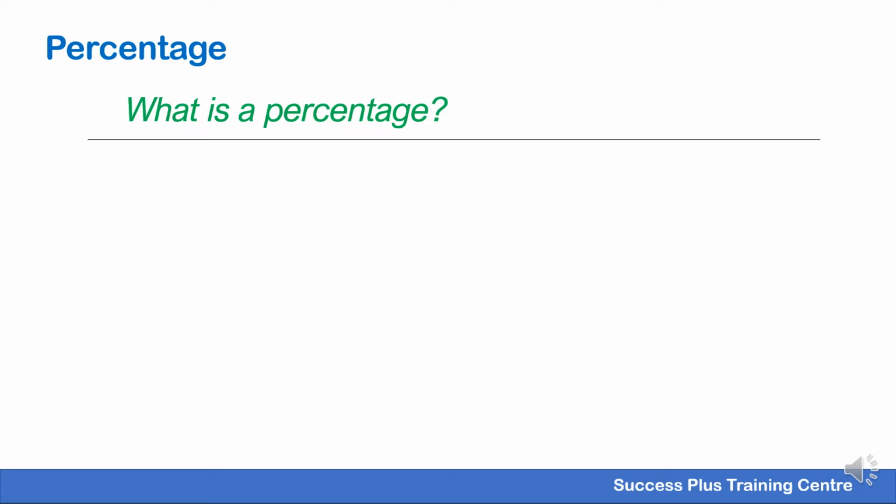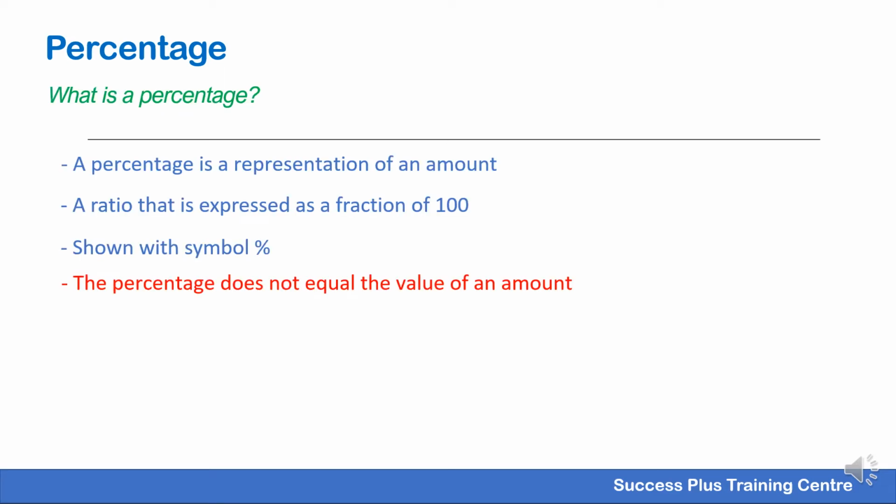Before we start, let us recap what a percentage is. You can also visit the percentage tutorial video listed below. A percentage is a representation of an amount. It's a ratio that is expressed as a fraction of 100. The percentage is shown usually with the percentage symbol. What you should know is that the percentage does not equal the value of an amount. This is a common mistake. Please bear in mind that the value of an amount is totally different to the percentage.